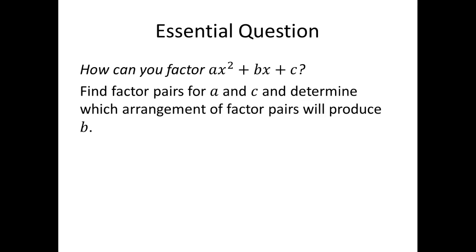Alright, so the question that we answered today is, how do you factor trinomials of this form, ax squared plus bx plus c? Well, what you do is you find factor pairs for a and c, and you determine which arrangement of factor pairs will produce b, and it's basically just trial and error.